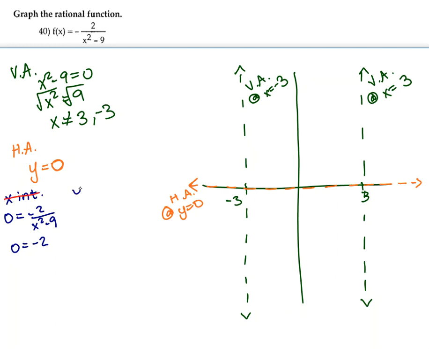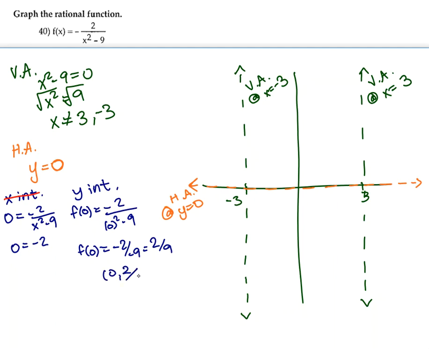Now let's take a look at our y-intercept, and that is when we set x equal to 0. That gives us f of 0 is equal to negative 2 over 0 squared minus 9. When we simplify that, we get f of 0 is equal to negative 2 over negative 9, which simplifies to just 2 over 9. So our y-intercept is 0, 2 over 9.